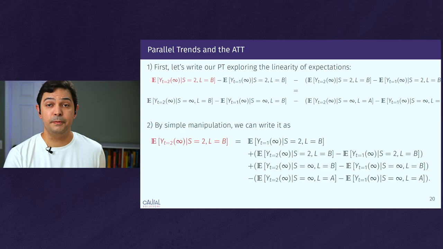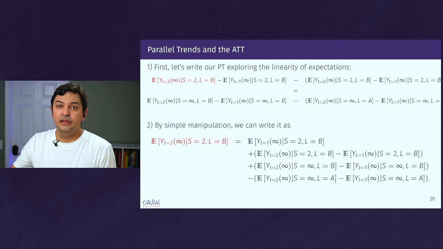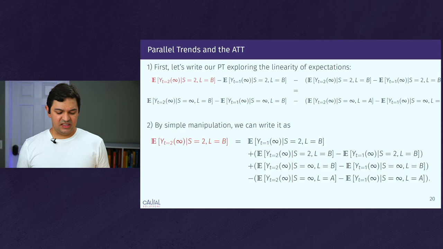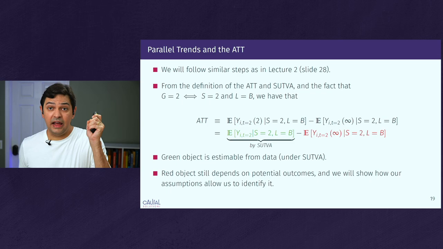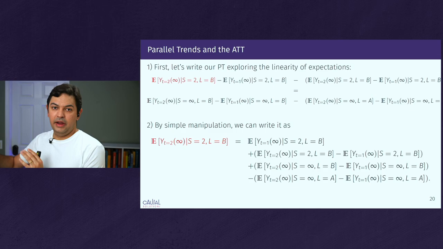So what is the first step? Break that down into different pieces. I'm going to exploit the fact that expectations are linear operators. And once I leverage that, I can play around. I'm going to have the red term, the red component, which is the component that I'm trying to impute here in slide 19, color coded. I'm going to isolate that component on the left equation, and everything else is going to be on the right. That's what I do in step number 2.